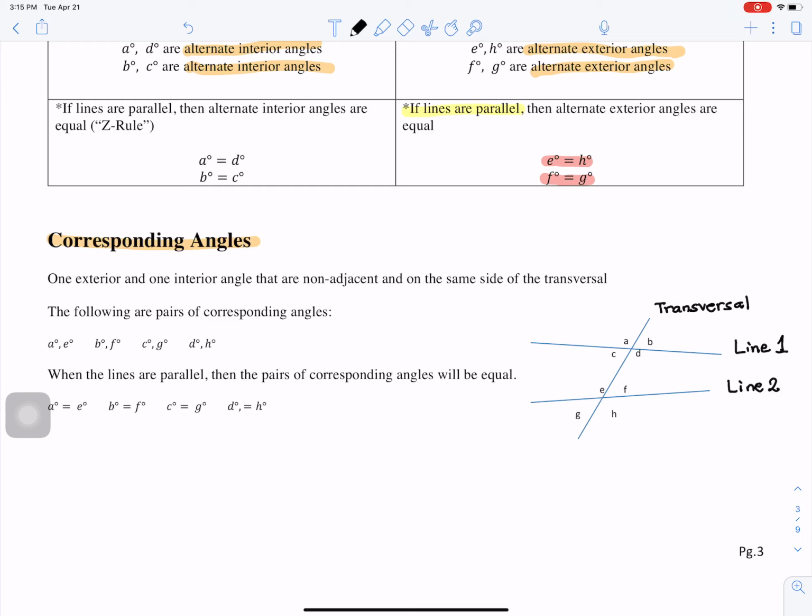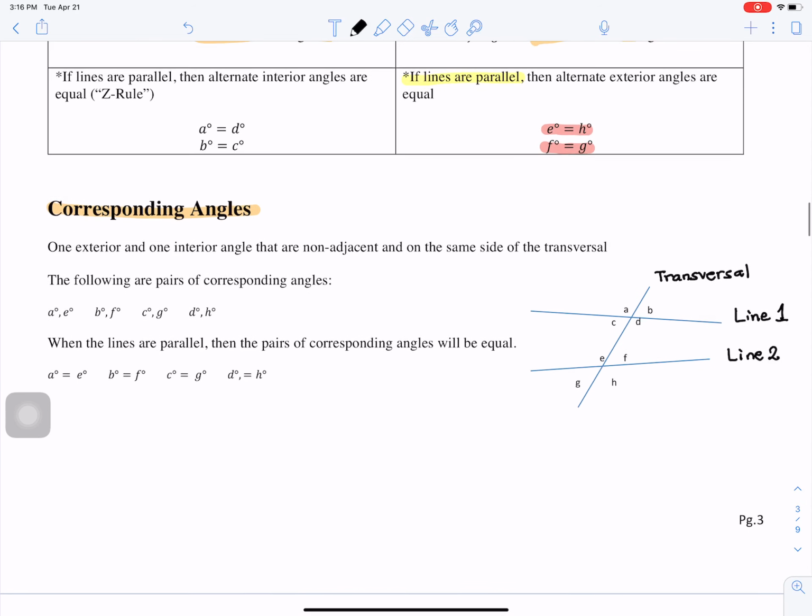So with line 1 and the transversal, 4 angles are being formed: the top left, the top right, the bottom left, and the bottom right. And then when that transversal cuts through line 2, we have another 4 angles being formed: the E on the top left, the F on the top right, the G on the bottom left, and the H on the bottom right.